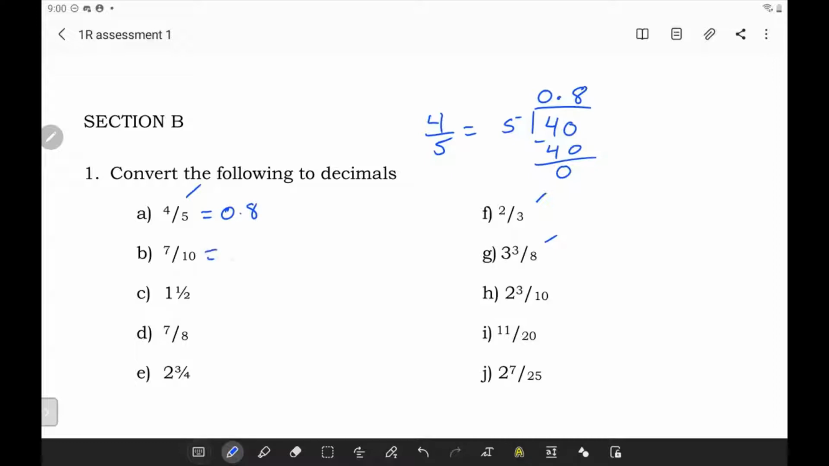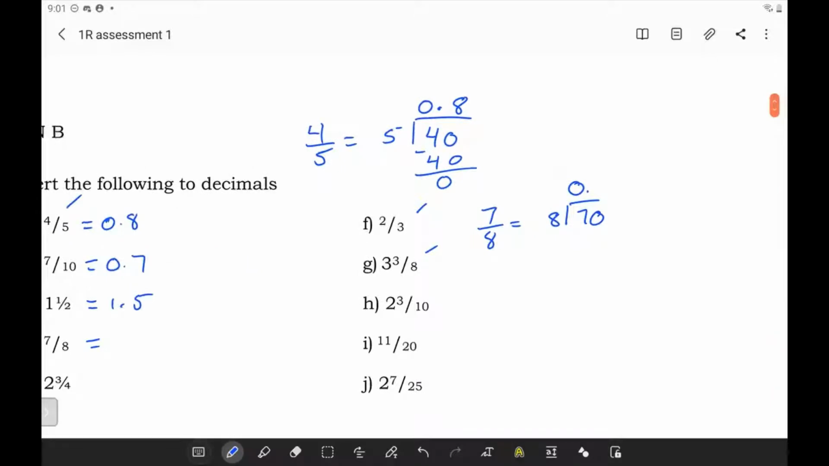Part B, this is 0.7. Part C is 1.5. Part D, perhaps we could do the working for this one as well. So 7 over 8 is equal to 7 divided by 8. So we have a 0, 0.0. 8 into 70 is 8, because 8 8s are 64, and 8 9s are 72, so we didn't have sufficient.